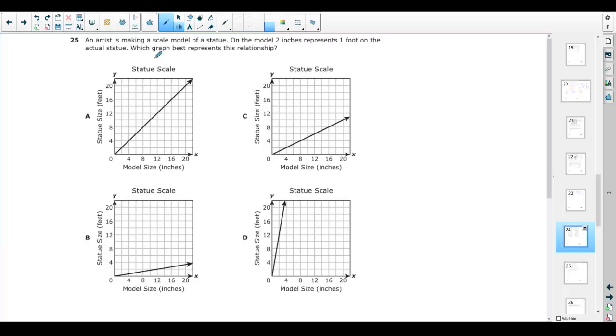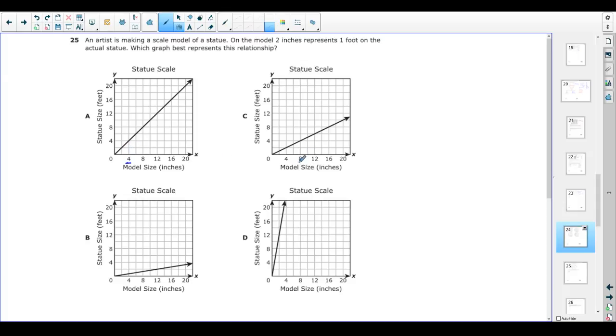25. An artist is making a scale model of a statue. 2 inches is 1 foot on the actual statue. Which graph best represents this relationship? Okay. We're comparing inches to feet on all these. So, how can we do this?